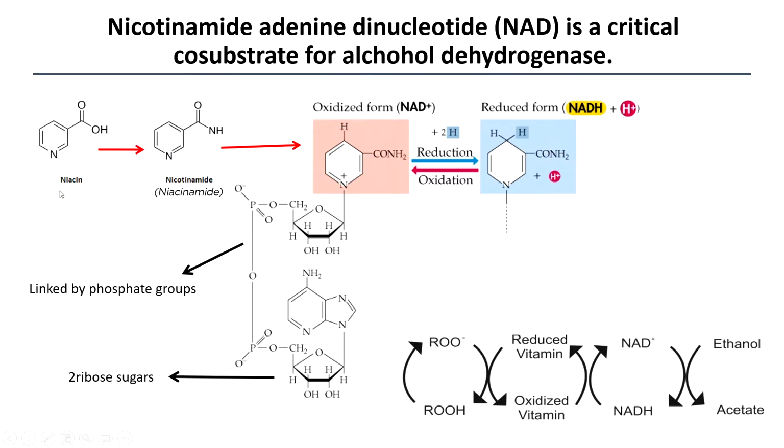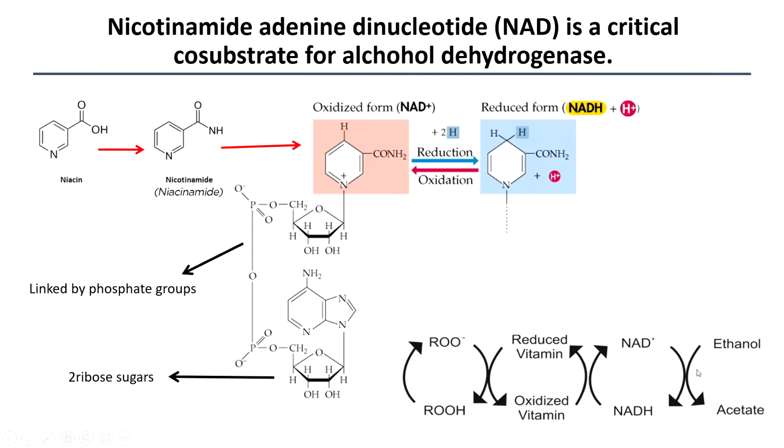NAD's basis is actually niacin, which is a vitamin, a biologically sourced vitamin that you can get from your diet. It's modified by an amide group, and then the oxidized form of NAD is charged, and the reduced form of NAD has an extra proton and is not charged. This is what the molecule actually looks like. It's this full molecule here. And so it's two ribose sugars linked by a phosphate group, and then this ionizable amide-based group here.